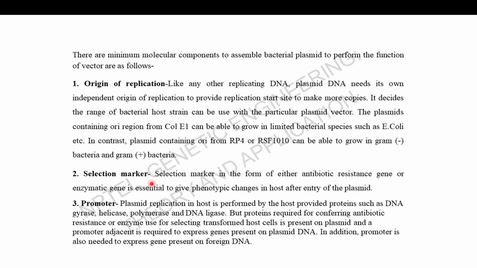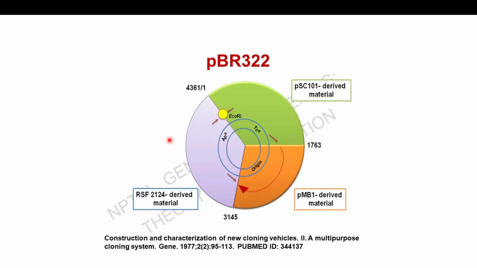So if the cells are growing in that antibiotic, that means they have taken up the plasmid, whereas if they aren't able to grow on the antibiotic-containing medium, then those cells haven't really taken up the foreign DNA or this plasmid DNA. Okay. So this is one of the very first plasmids to be synthesized, having one origin of replication here and resistance to two different antibiotics.